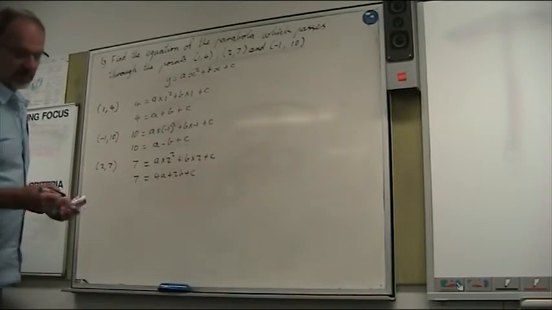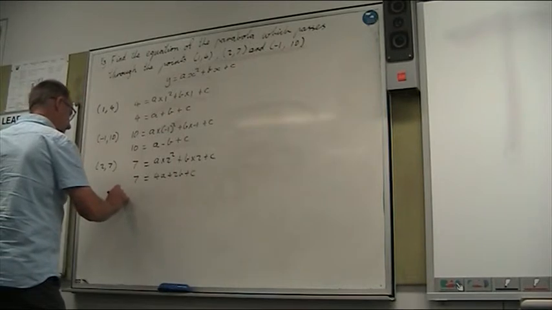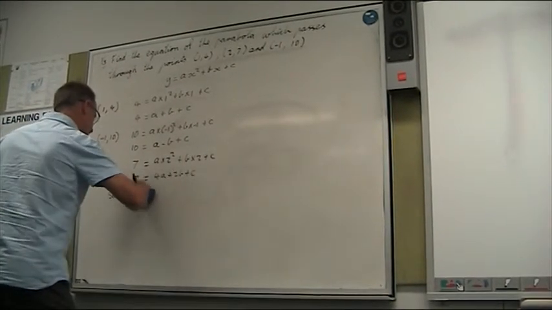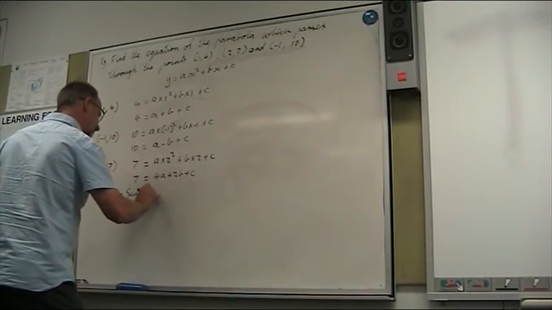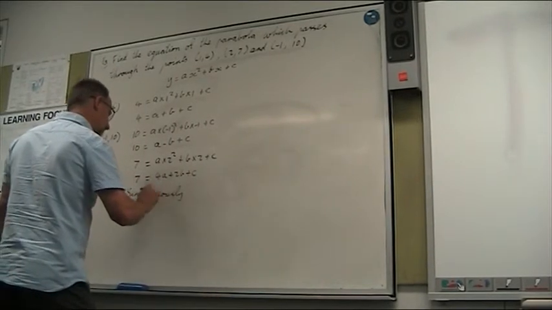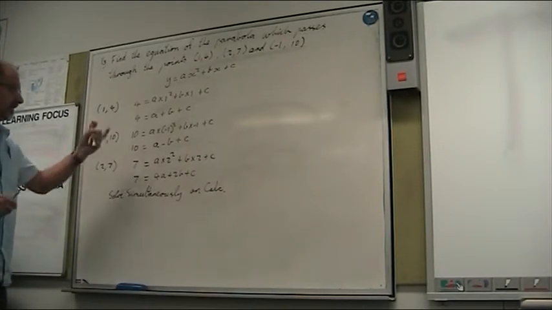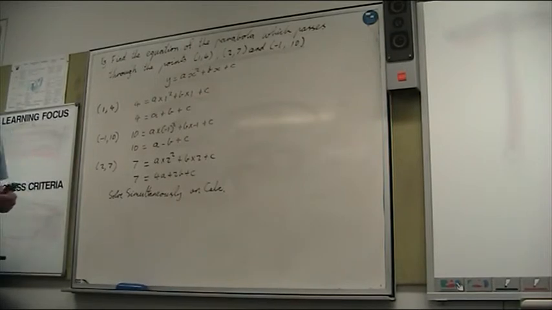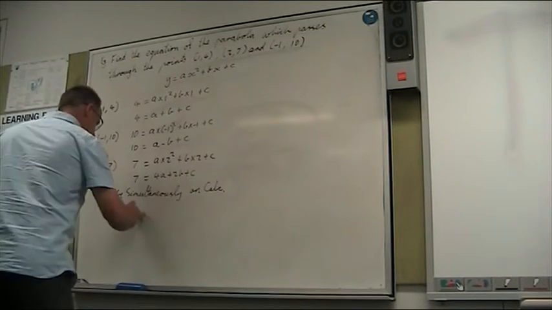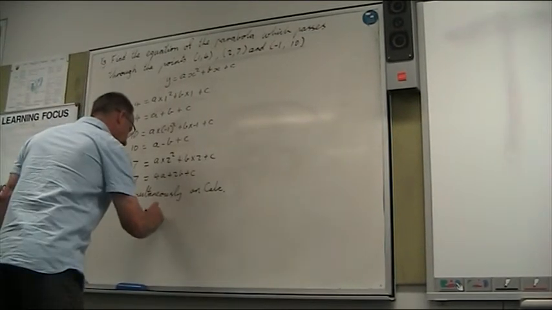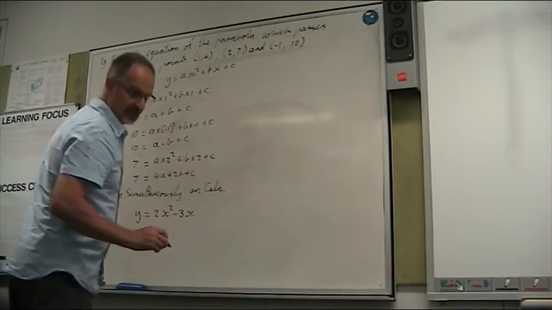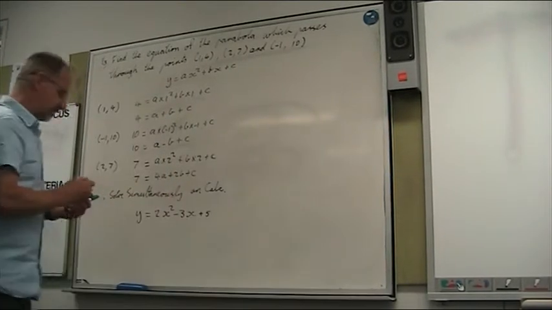And yes, we use our calculator. So we solve simultaneously on the calculator. Alright, so simultaneous equation solving and template, you do it on that. Can be done by hand, but you're not expected to do 3 by hand. And when you do that, you find that a is 2, b is negative 3, and the number on the end, c, is 5.